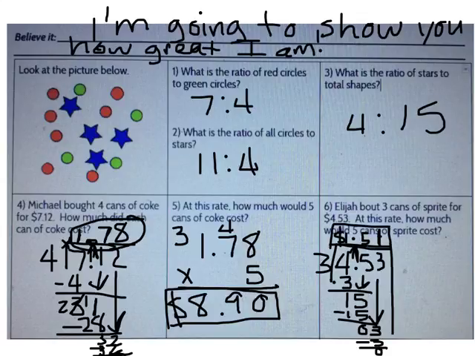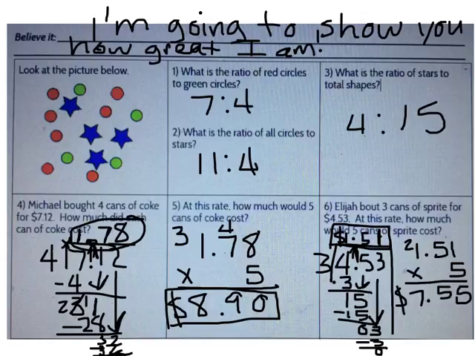Each can of Sprite costs $1.51. Now you can find the cost of 5 cans of Sprite by multiplying $1.51 times 5. Go ahead and solve that problem now. 5 cans of Sprite would cost $7.55.